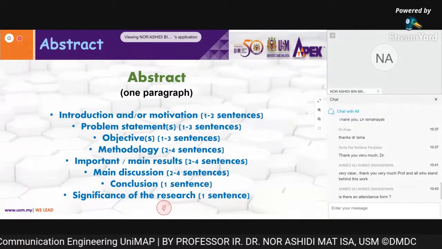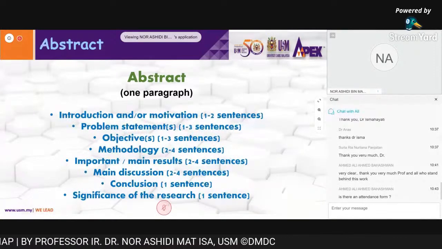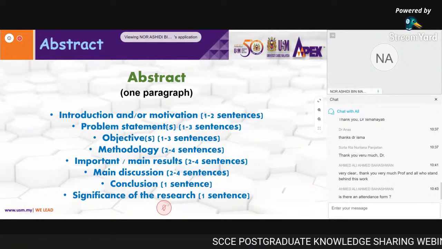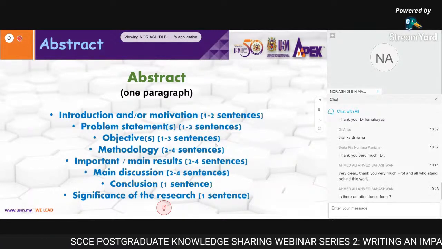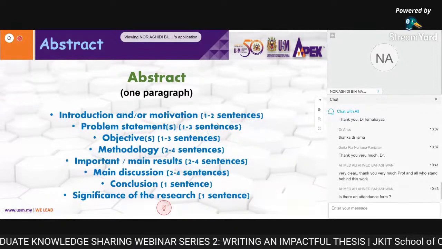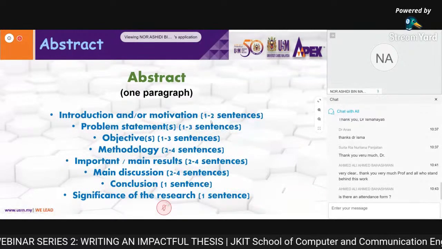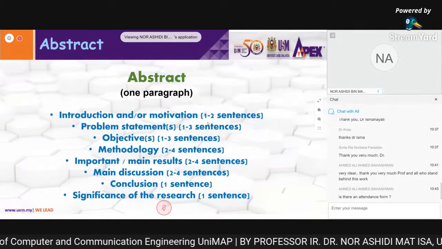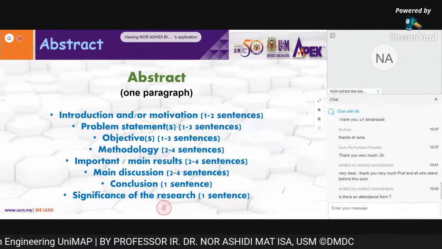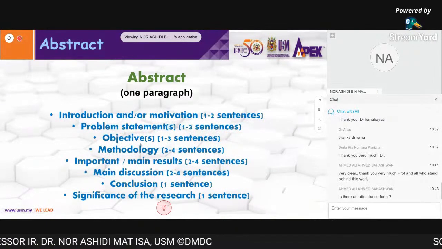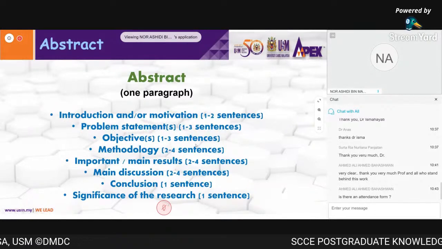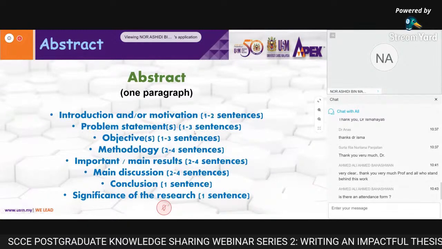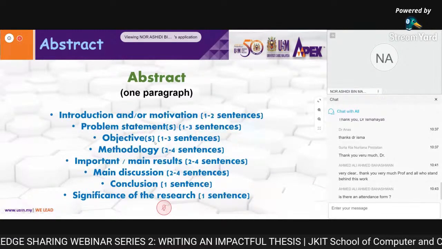Okay. So if you have one paragraph of problem statement, try to summarize it in 1 sentence and state that in the abstract. So that's why I say 1 to 3 sentences. The introduction is very brief, 1 to 2 sentences only, not more than that. You are not in chapter 1 yet. You are in the abstract, so you just give a very general idea to the readers. The objective is 1 to 3 sentences as well. It depends on the problem statement. If you have 2 problem statements, you have 2 objectives, 2 sentences.